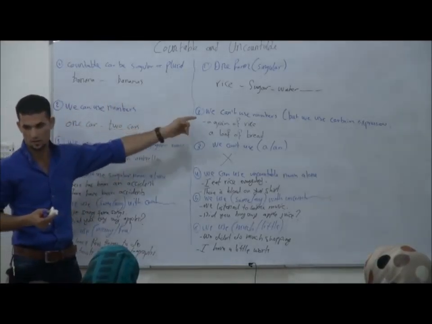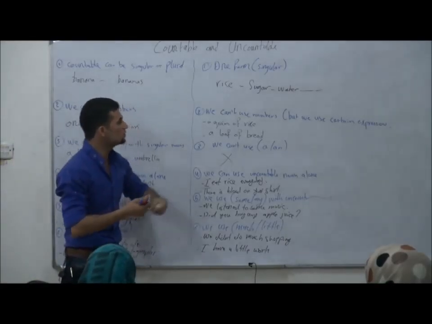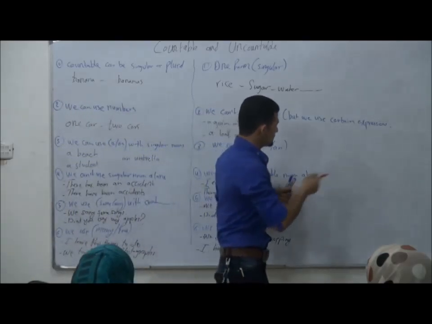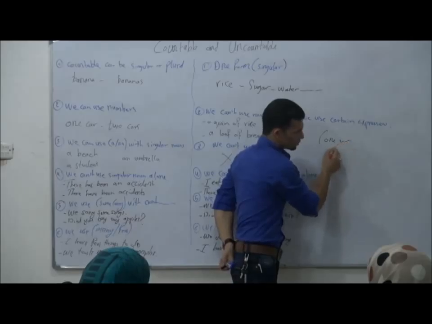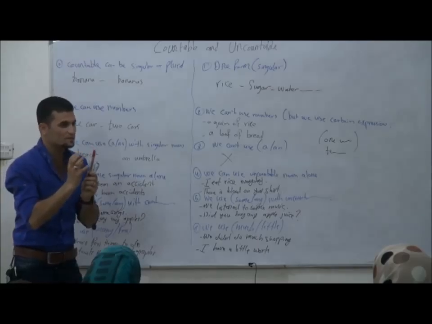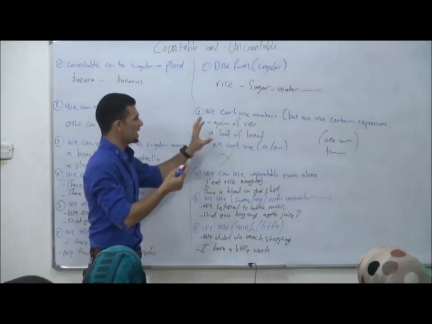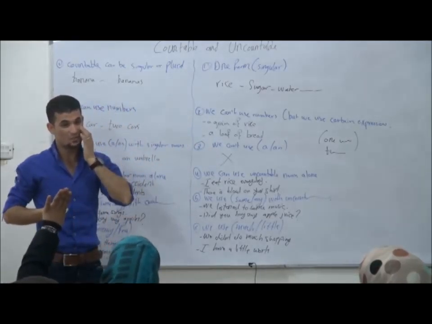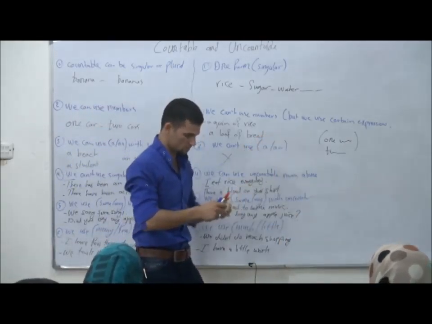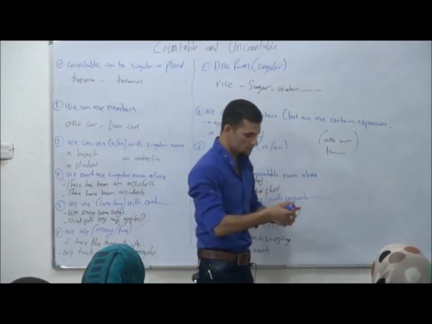But we can't use numbers with uncountable nouns. Can we say one water? No. Two sugar, can we say? No. So how do we determine the quantity we are talking about with uncountable nouns? شو نحدد المقدار؟ Can I say one cube of water? Yes, very good. We have to use certain expressions. We cannot use numbers, but we can use certain expressions.